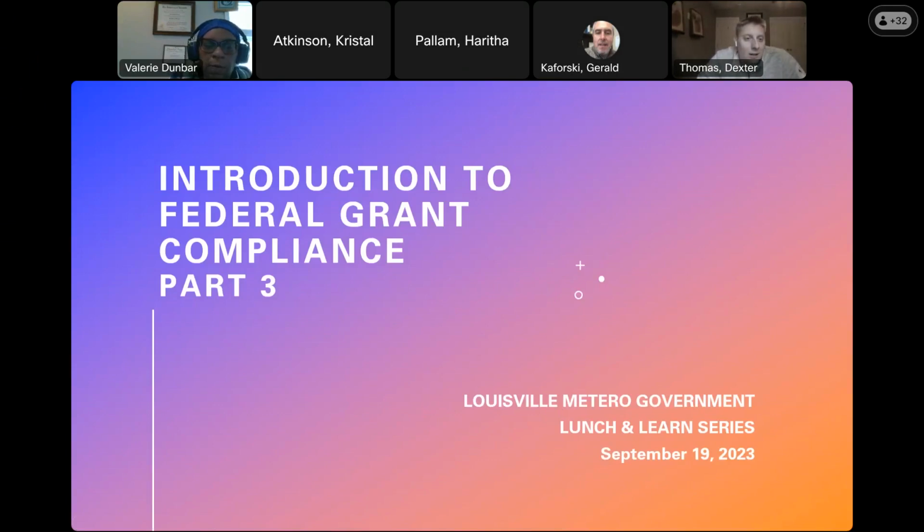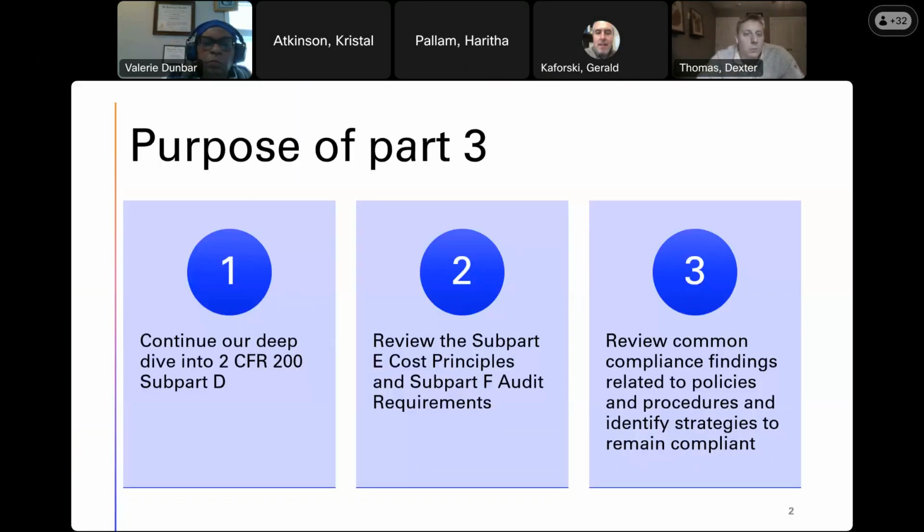Today is our Introduction to Federal Grant Compliance, Part 3. The purpose of Part 3 today: we're going to continue our deep dive into the 2 CFR 200 Subpart D. We're also going to review the Subpart E cost principles and Subpart F audit requirements. And we're going to review common compliance findings related to policies and procedures and identify strategies to remain compliant. I'm going to do the first half of today, and Lucy Evans will be doing the back half.